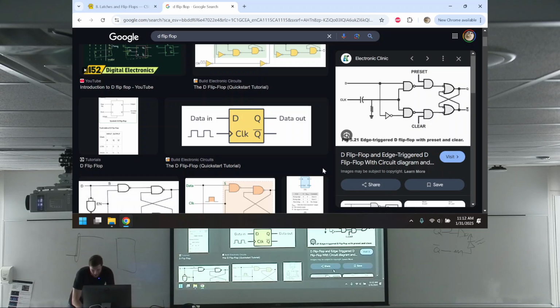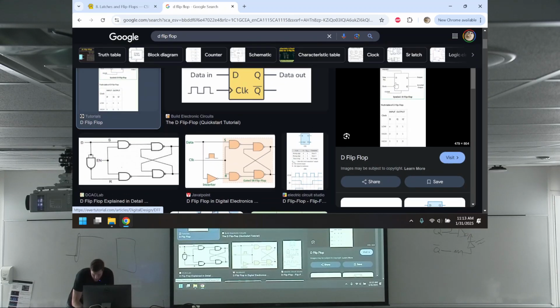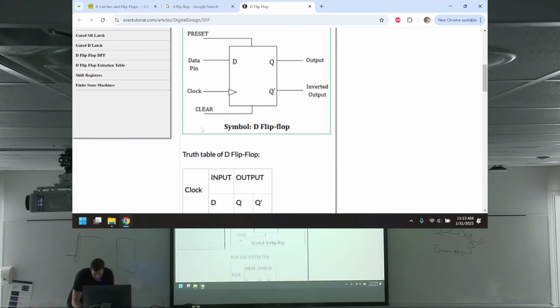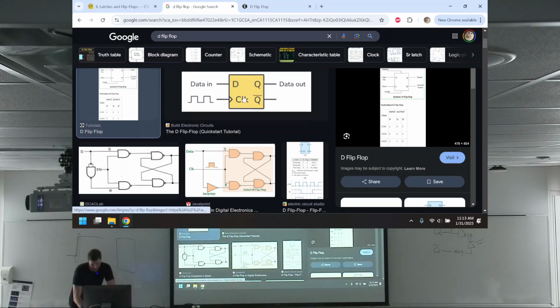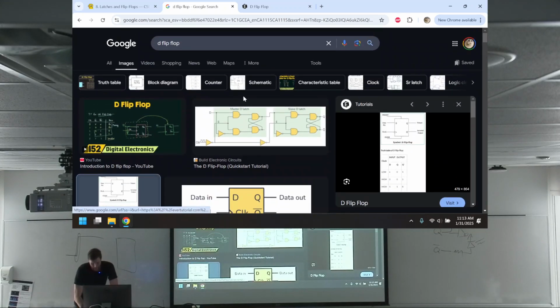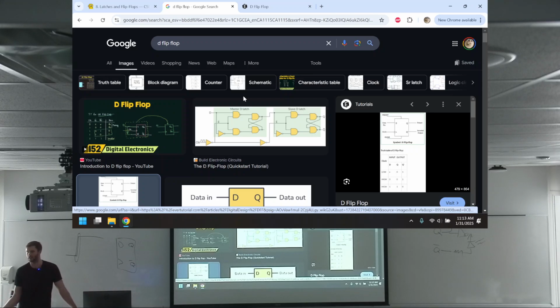But this right here, when it comes to a symbol, I lost it. Whatever. Sometimes the symbol is a little bit more elongated, and then Q and not Q. It's common to not have clock even labeled with the C. It's just a little triangle means it's a clock. So you might see something like that.